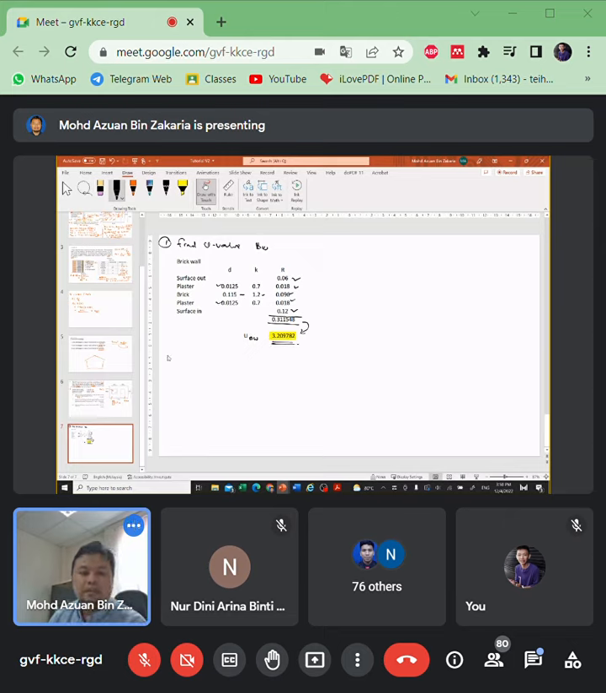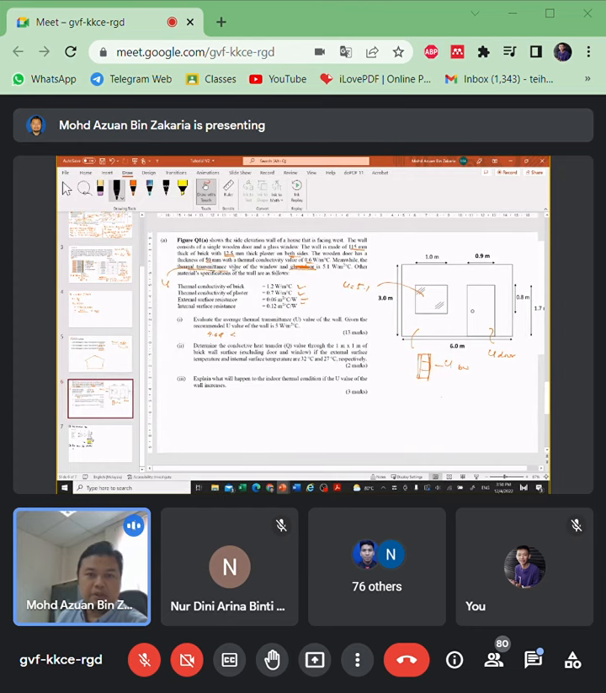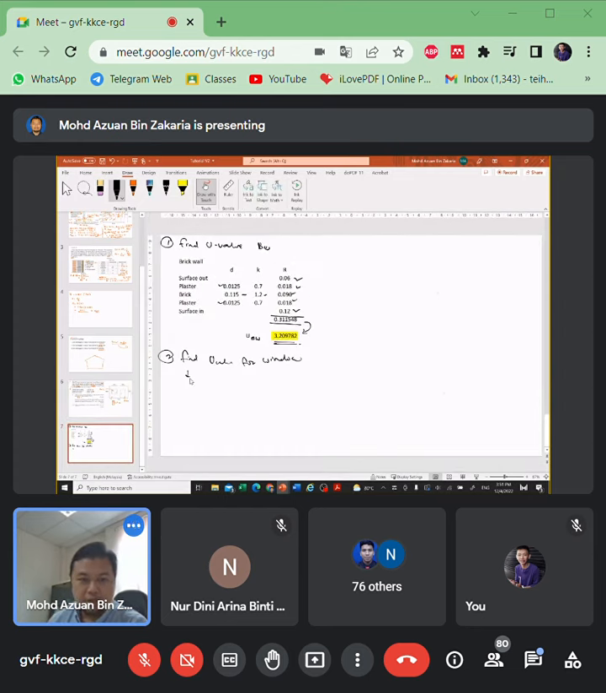Okay, step number two, find U value for windows. So it's already given in the question. Thermal transmittance value of the window is 5.1. So it is straightforward. U value window is 5.1.